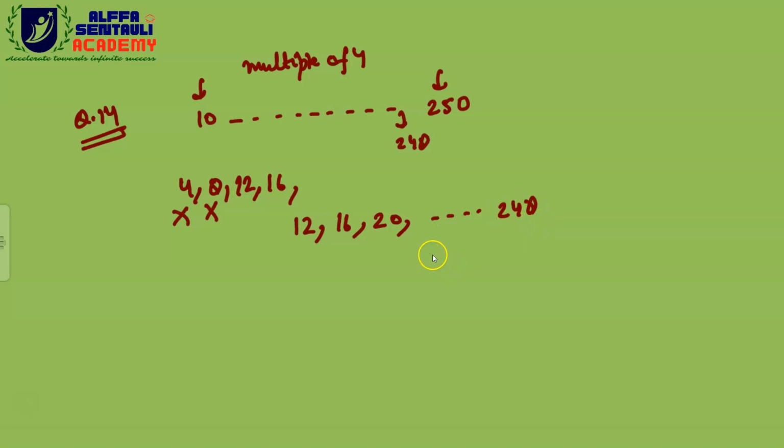Now what are they asking? They are asking how many number of terms. So you have to get the value of n. You know this is your series. The value of a is 12. Common difference is 4. Use the formula Tn equals a plus n minus 1 into d. You will get the value of n. Correct? Correct, yes. Question number 15. How will you solve this question number 15?